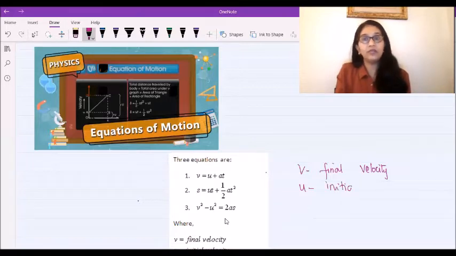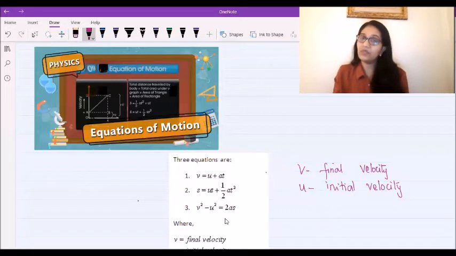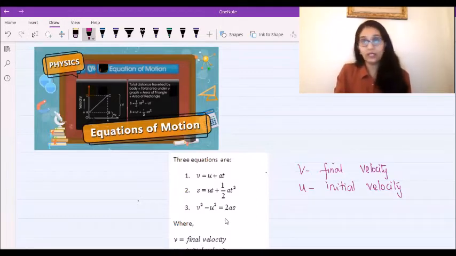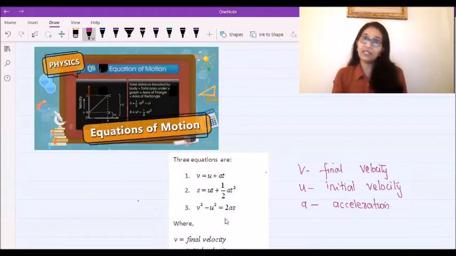That means when you start your observation, what is the velocity of the object? Suppose the object is at rest, you can take the initial velocity as 0. Suppose the object is already in motion, you have to consider a number for that. Then comes A. A stands for acceleration. What is acceleration? How can we calculate acceleration? I have explained these things in previous videos, including numericals related to acceleration. So those who still have doubts on what acceleration is, please do watch the video again.